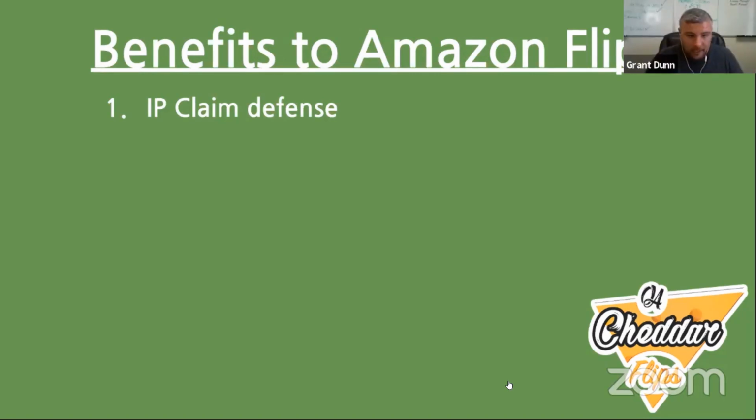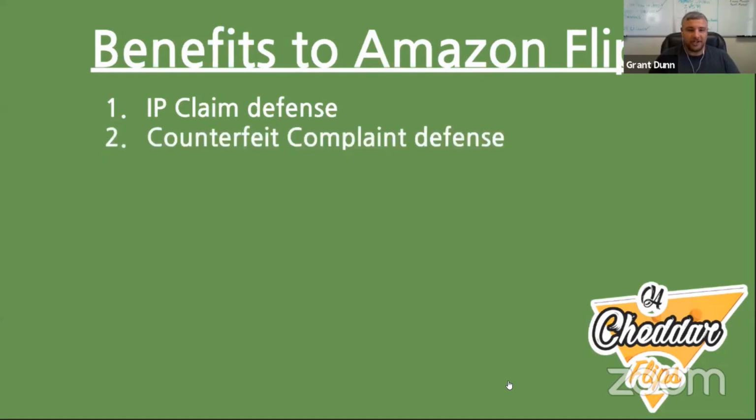Grant, do you want to just go through these real quick if I thumb through them? Sure. So IP claim defense, the obvious reason is Amazon's creating these listings. You're buying directly from Amazon. So if a manufacturer makes a claim against you, it should be easier for you to get that IP claim removed from your account, or at least defend yourself against it, because you didn't create the listing, Amazon did. And there's probably a pretty good chance that Amazon has permission to use those images. So you're still going to get claims, but you can defend yourself.